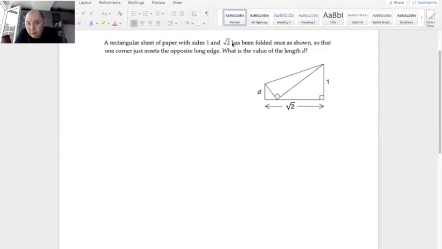A rectangular sheet of paper with sides 1 and square root 2 has been folded once as shown, so that one corner just meets the opposite edge. What is the value of D?